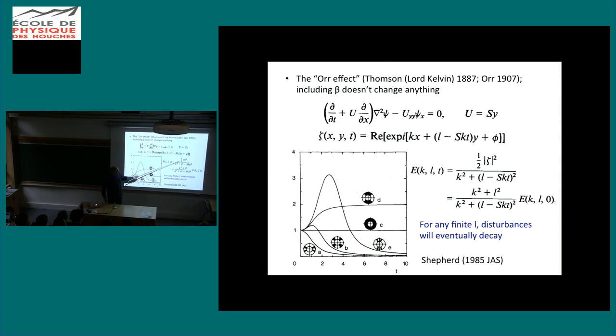The point is that if you start at, so L is the initial wave number. Well, okay, this is the usual form. So this L is the initial Y wave number. K is the X wave number. The X wave number doesn't change because of the zonal symmetry.